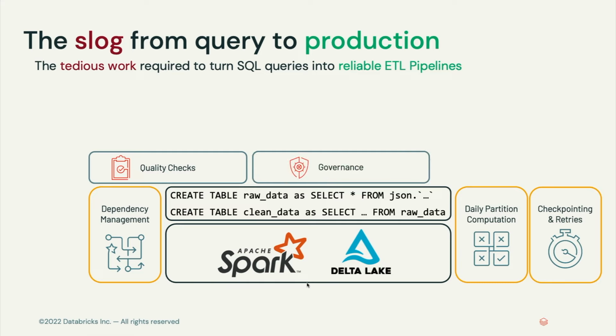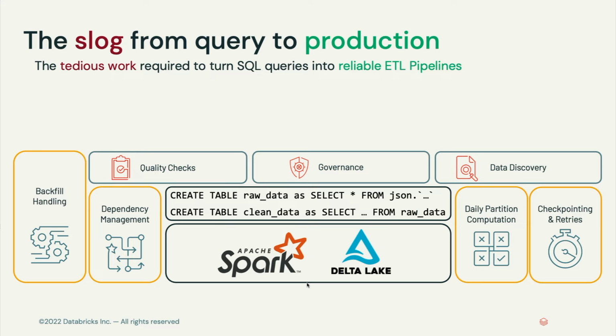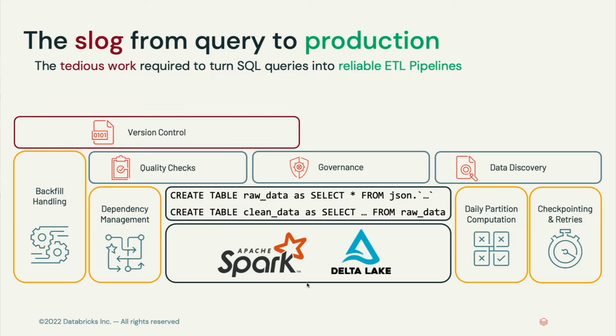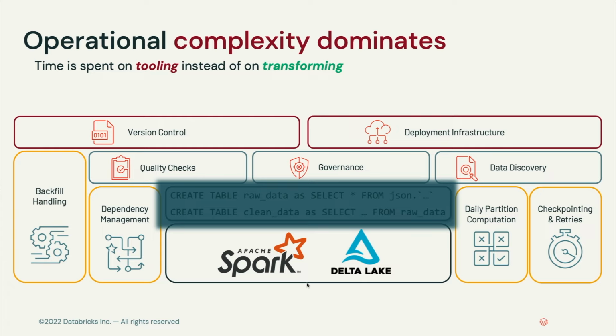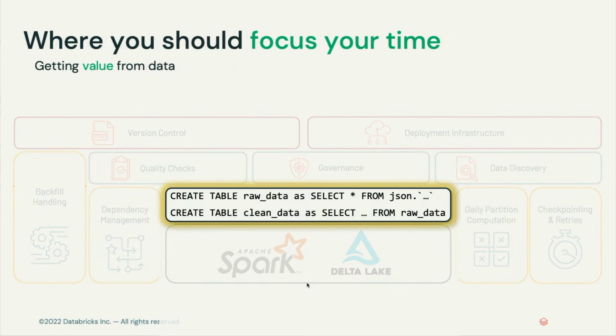We need governance, because this is sensitive data and only the right people should have access to it. We need discovery, so the right people can find it and use it to make decisions. We need to handle backfills in case the requirements change. Version control, so I can work with my coworkers, and deployment infrastructure. And man, this is getting super complicated. What you realize is the time spent on tooling starts to dominate the complexity, and you're not focusing on the one thing that you should be focusing on, which is getting value from data.